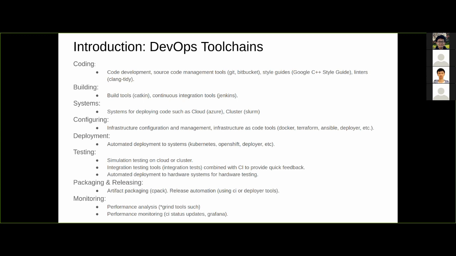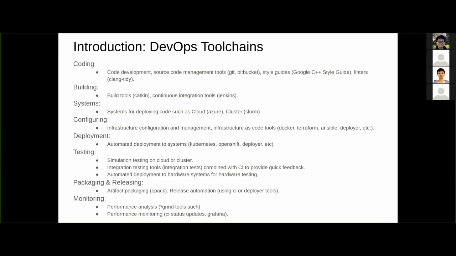But with systems, we have to have a lot of configurations. And with configuration, we're going to want to have configuration management infrastructure. Online it's called infrastructure as code. I'm not sure exactly if all these tools fall into that category, but basically Docker, Terraform, Ansible definitely does, deployer, etc., and tools like that.